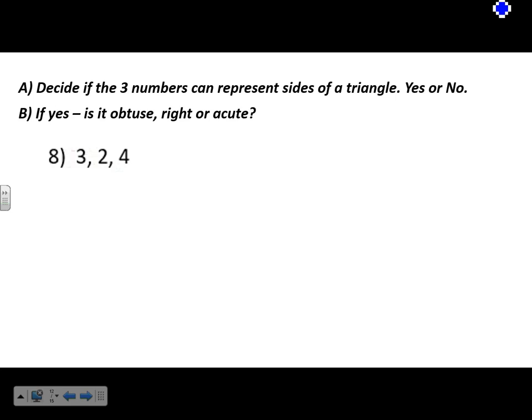So we're going to combine those two things. A is decide if the three numbers can represent the sides of a triangle, yes or no. And if yes, is it obtuse, right, or acute? So we have 3, 2, 4. So 3 plus 2 is equal to 5. 5 is bigger than 4, so yes, this could be a triangle. So for A is yes.